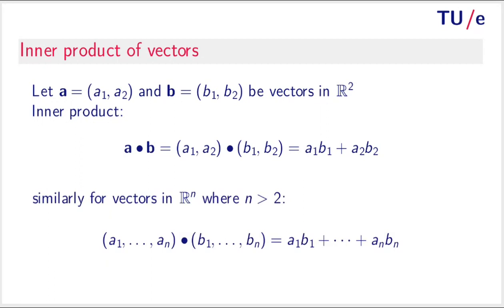Of course, we can do this in any dimension. If we have a vector A which is A1, dot dot dot, AN, and B is B1, dot dot dot, BN, then their inner product is A1 times B1 plus A2 times B2 plus up to AN times BN. This inner product is sometimes also denoted in the way that you see now, using these pointed brackets.